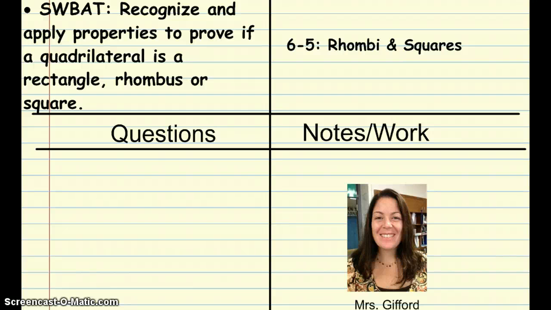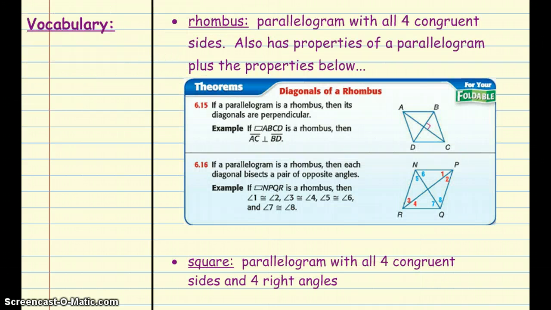Hi everyone, today we're going to talk about section 6.5, which is about rhombi and squares. After this lesson, you'll be able to recognize and apply properties to prove if a quadrilateral is a rectangle, a rhombus, or a square. So here's some vocabulary terms.